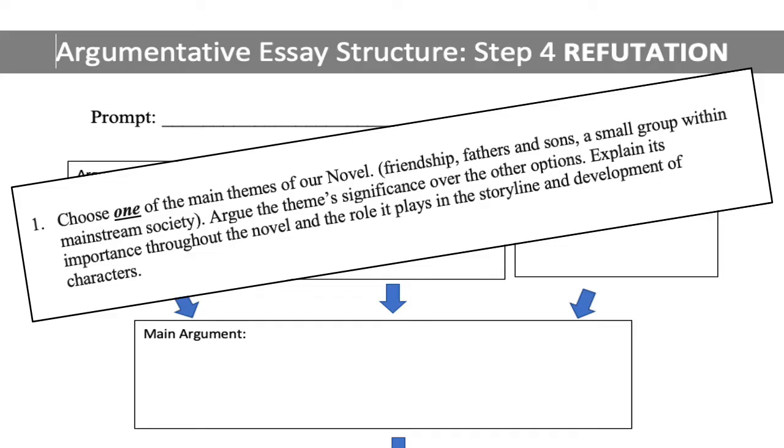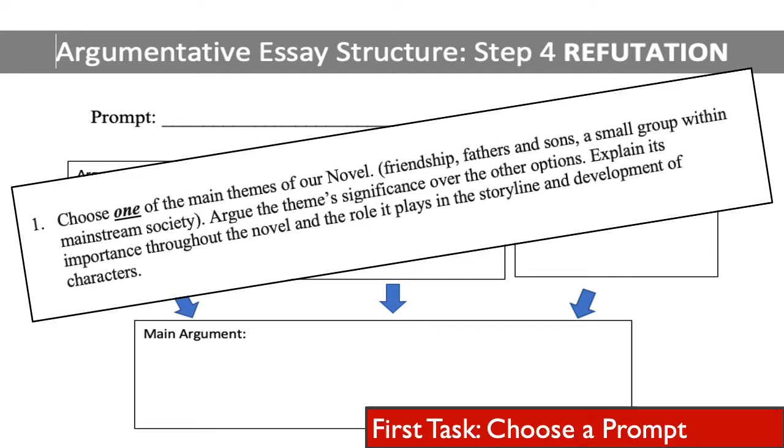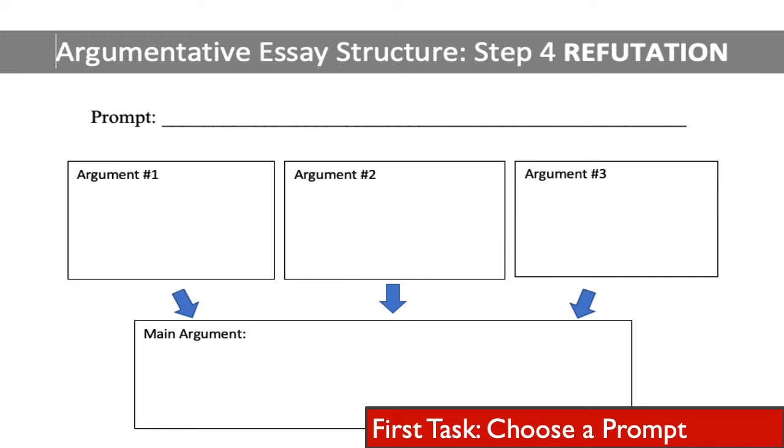So what we need to do again is choose which prompt we're going to write off of. I've chosen this particular prompt, and with it, I am going to choose a small group within mainstream society. That's the one I'm going to choose. I chose that one in particular, honestly, because I think it's one of the harder ones. Friendship and father and sons might be a little bit easier for you, but I'm going to go ahead and choose this one and walk you through the steps of this particular prompt.